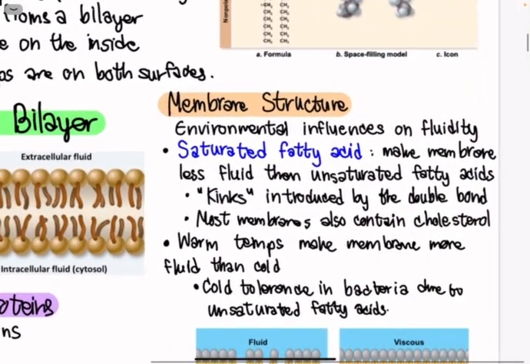Membrane structure. Environmental influence on fluidity. Unsaturated fatty acid makes the membrane more fluid than saturated fatty acid, due to kinks introduced by the double bond. Most membranes also contain cholesterol. Warm temperatures make the membrane more fluid than cold. Cold tolerance in bacteria is due to unsaturated fatty acid.